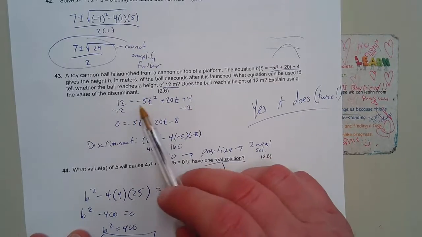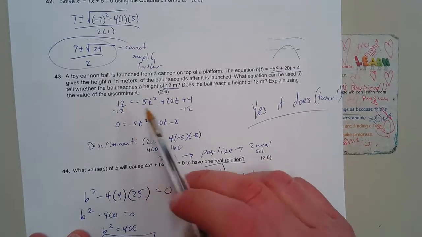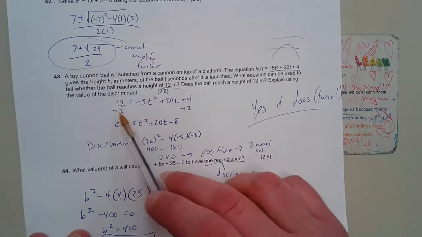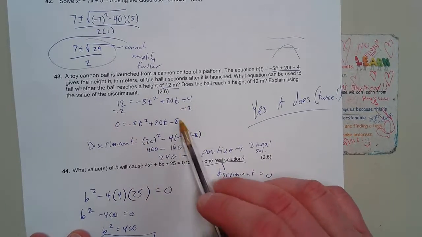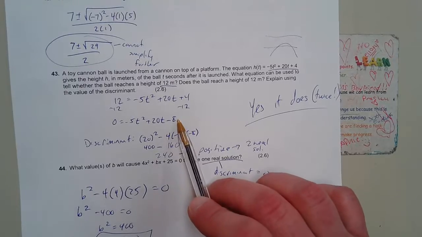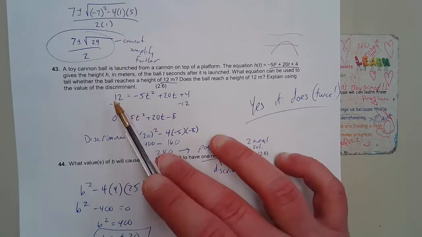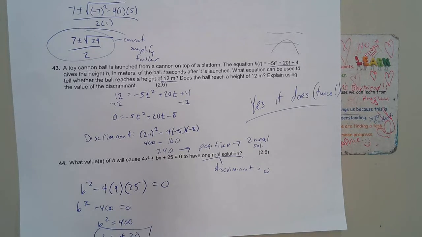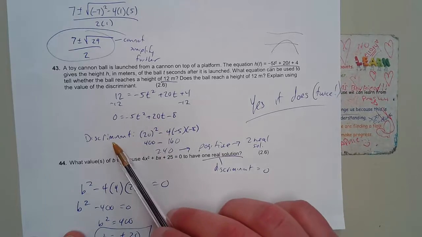So what I did was I took my equation, I set it equal to 12. That's what I'm trying to figure out: does this ever equal 12? And then I just moved it into standard form. So I took this, subtracted it over. So now I have a standard form equation that if this has a solution, it means that it does hit 12. And if this doesn't have a solution, then it means it does not hit 12. So the simplest route to just know if something has a solution or not is to do the discriminant.